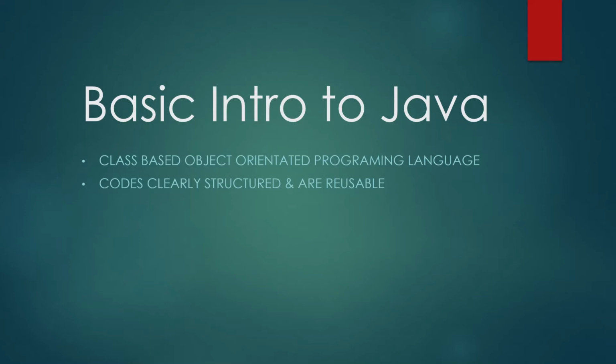In this video, we will talk about the basic information about Java. So Java is a class-based object-oriented programming language. Basically, we are grouping all the information such as variables and methods into classes and objects, so it is clearly structured and reusable. We will see a really basic demo about classes in the next video.